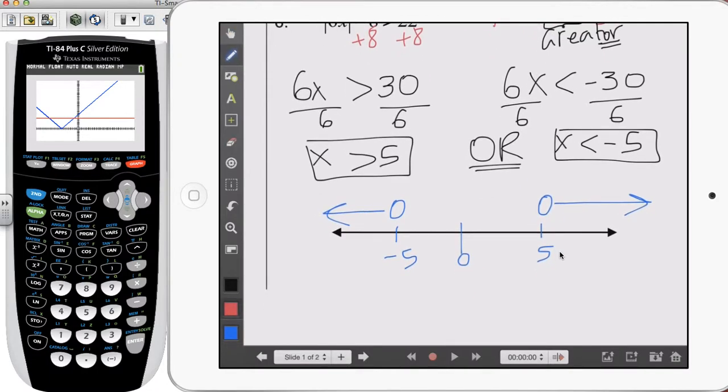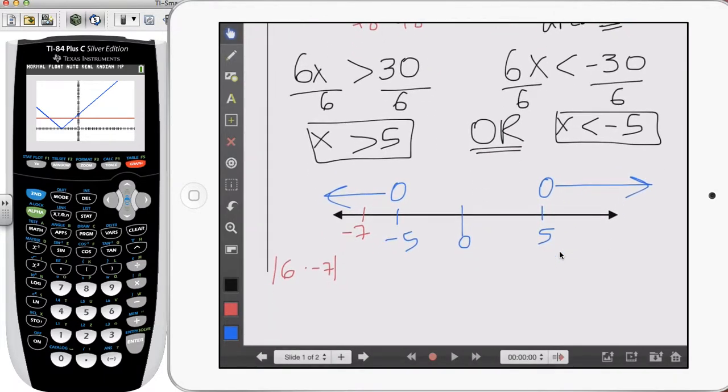So let's check. Take a number less than negative 5, let's say negative 7. Plug it in your equation. Always plug it in the main equation. What was the equation? Minus 8 greater than 22.